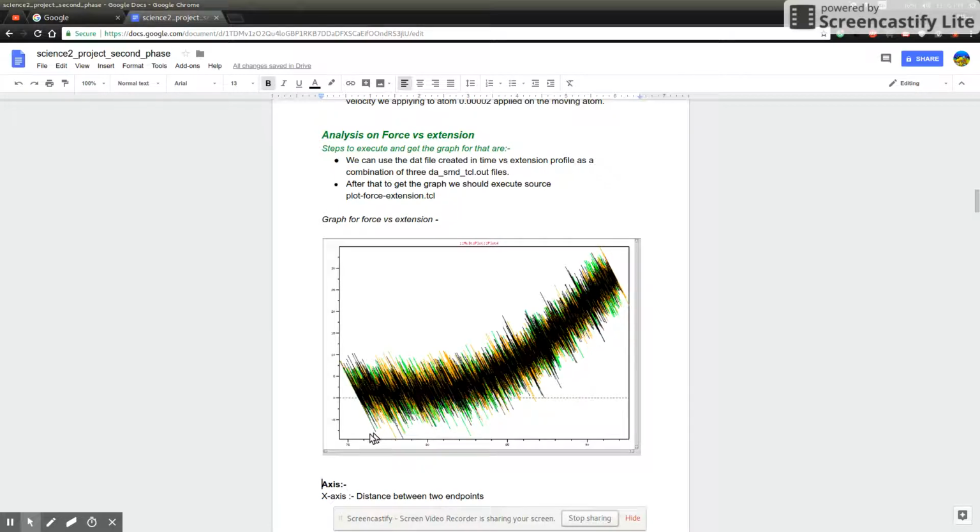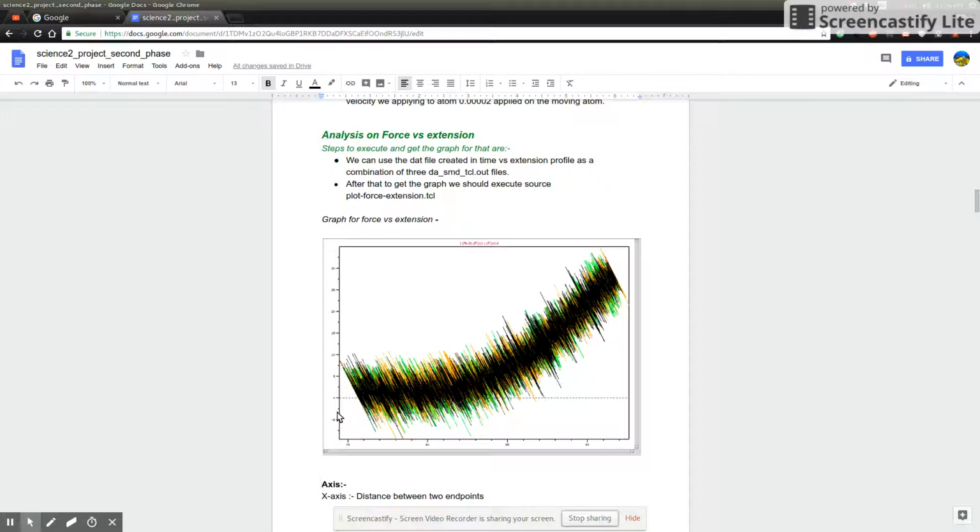Here the x-axis is 75 to 91, which is the end-to-end distance of the protein, as it extends through the force which we are applying.